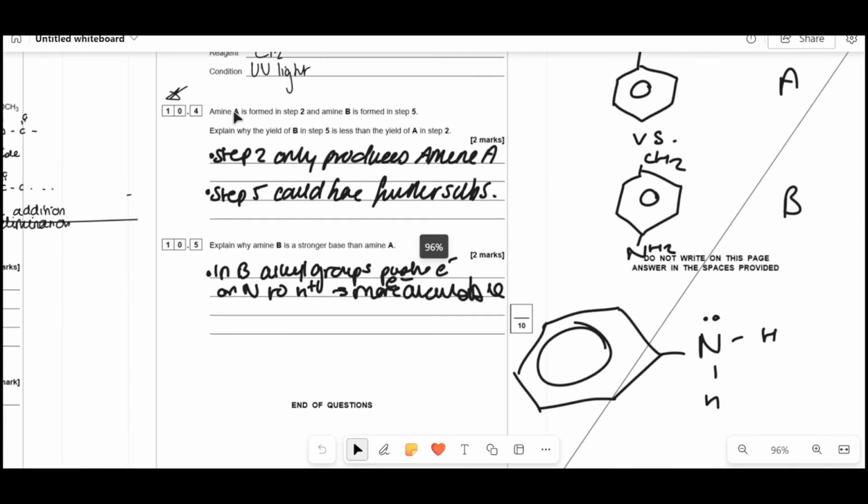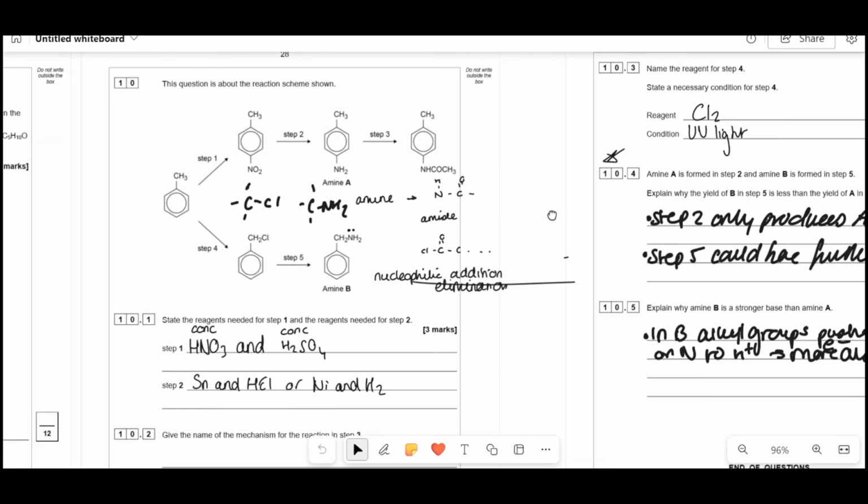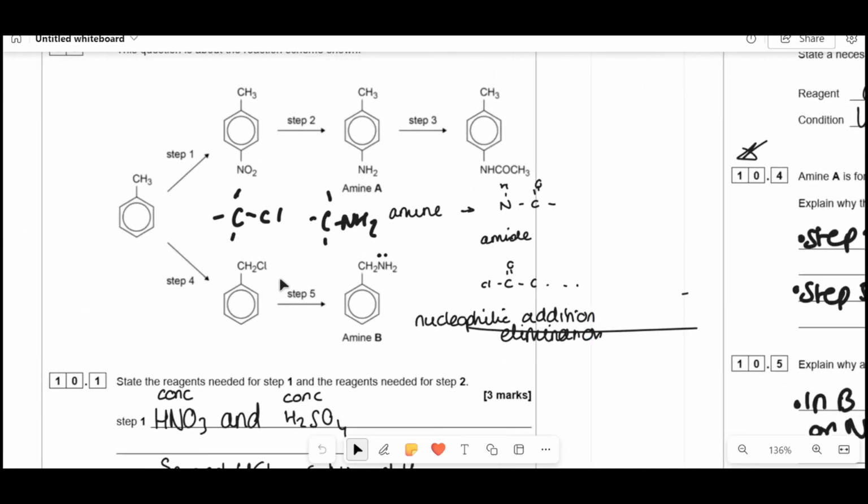So what I was saying is, it says amine A is formed in step 2 and B is formed in step 5. Explain why the yield of B is less than A. So what we can see here is that we've got an alkene group attached to a Cl. That's the haloalkane bit, and the Cl has been swapped for an NH2, meaning there is nucleophilic substitution going on. When you have nucleophilic substitution and you're going to an amine, for as long as that amine has lone pairs of electrons on it, it will carry on and be able to do more.